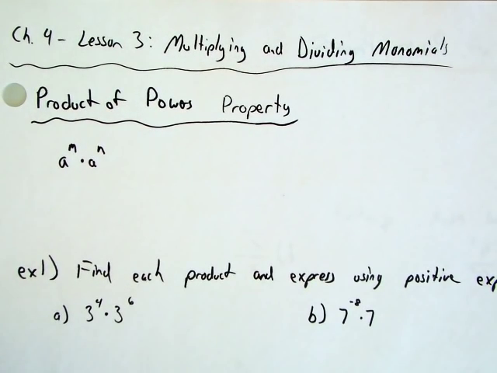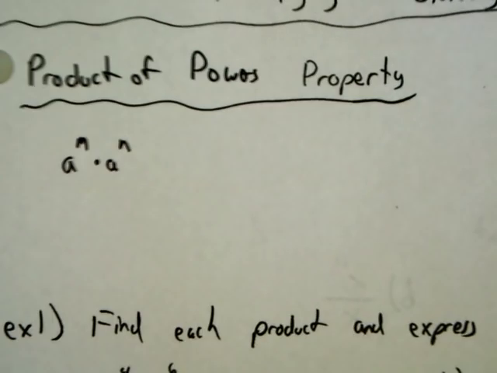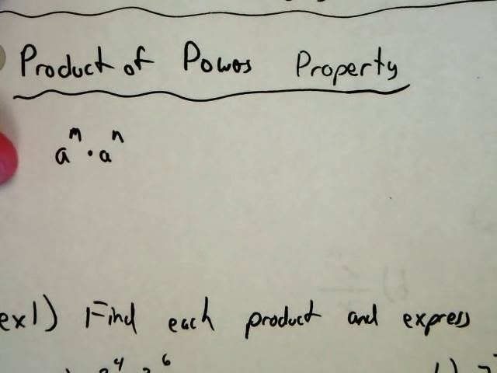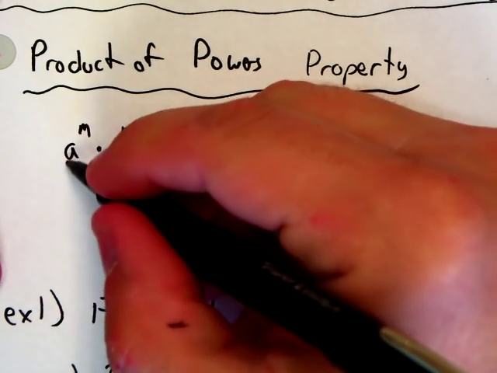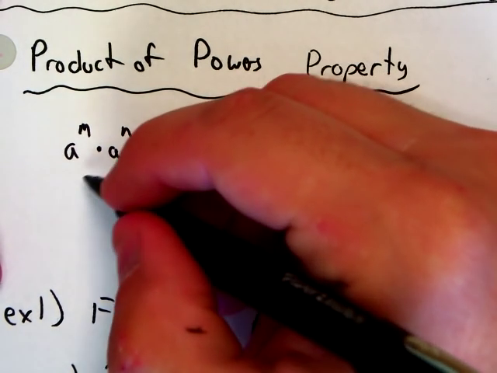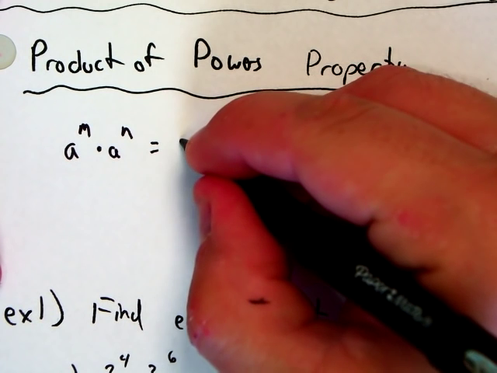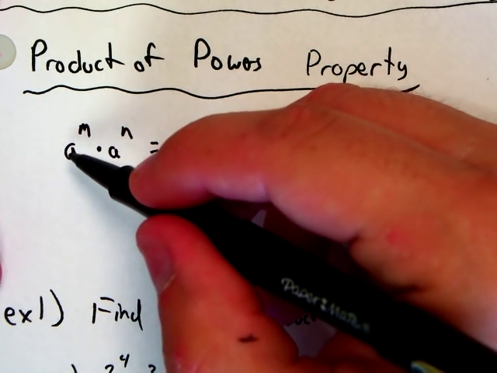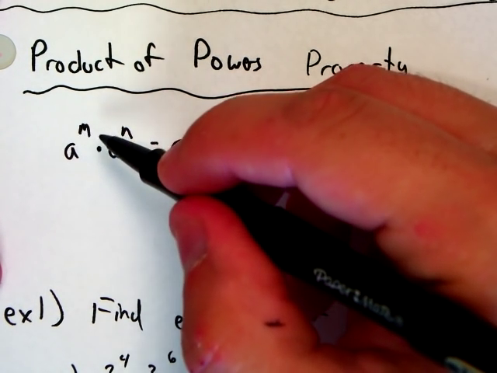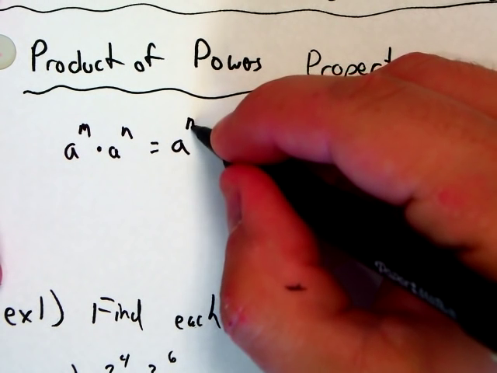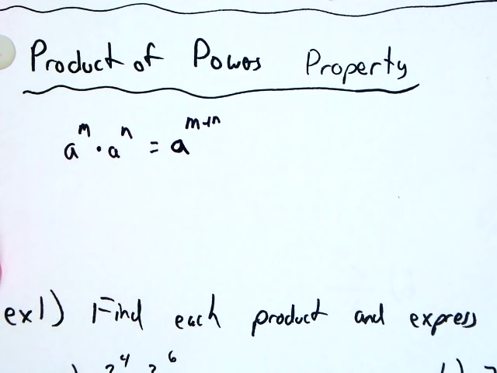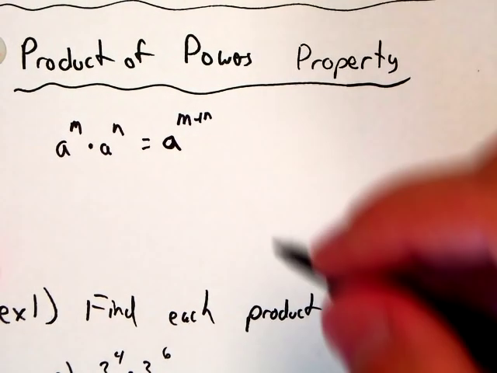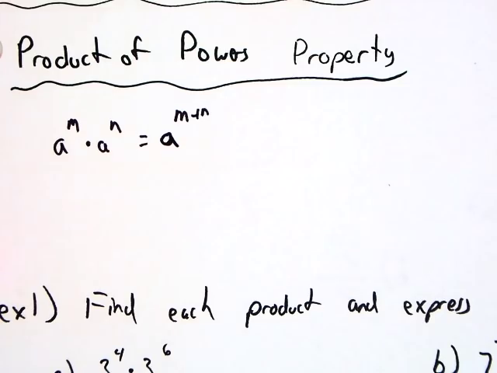is if I have this expression here, a to the m times a to the n, I have the same base, which is very important. This is simply going to be, you add the two exponents together. So the base will stay the same as a, and then you're going to add m plus n.